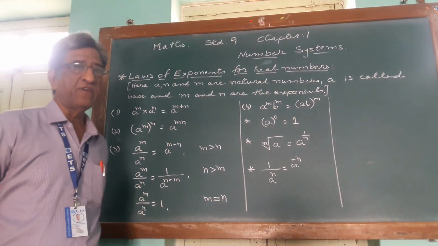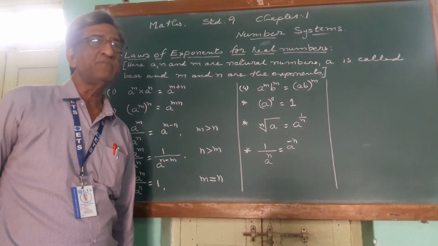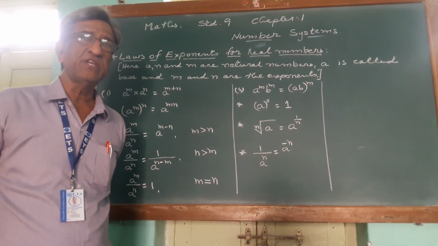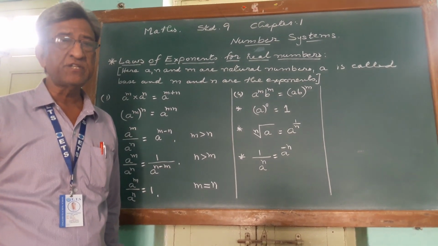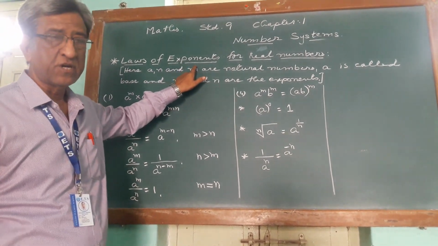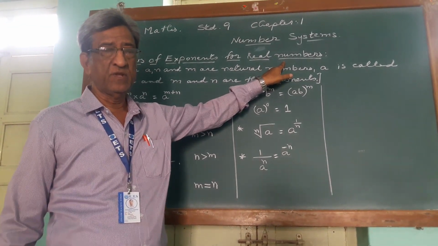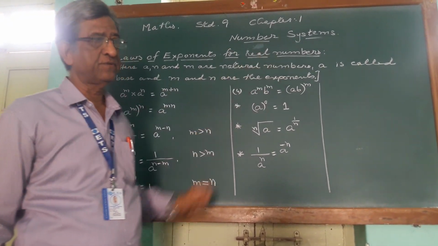So exercise 1.5 is over. Now we have to start exercise 1.6. But before starting exercise 1.6, you have to learn some laws which you have already studied in standard 8. Laws of exponents, or it is also called indices, for the real number. So first I will teach you laws of indices.